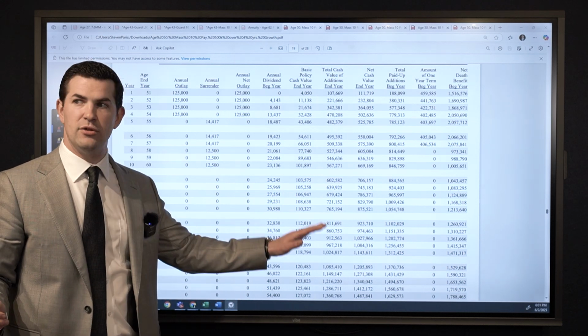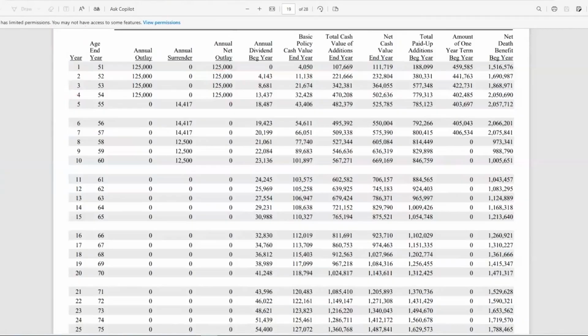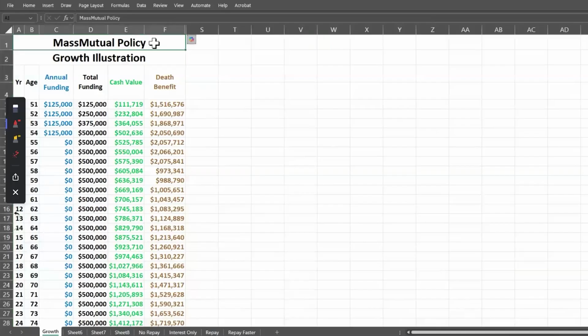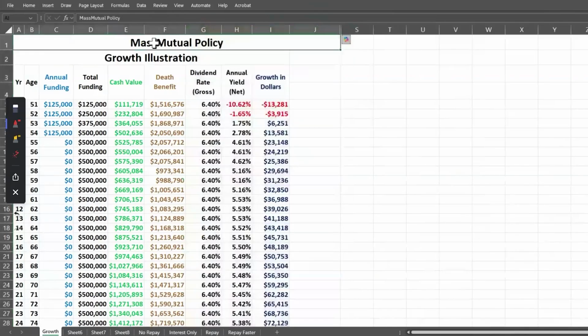Before we progress into loans, what did we mention we want to look at? Rates, making sense of them. Here's how we like to make sense of rates. This illustration is with MassMutual, one of the larger life insurance companies in the world. What we're going to look at here are the net rates. MassMutual's dividend interest rate for 2025 is 6.40%.